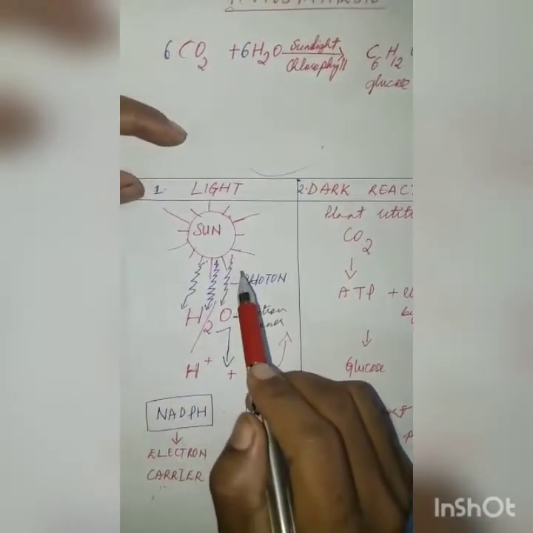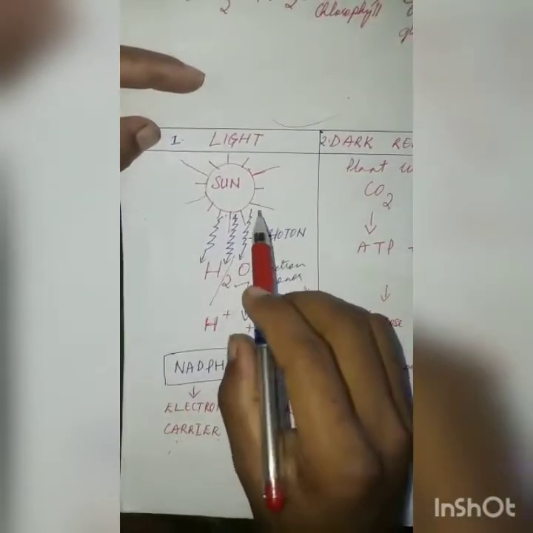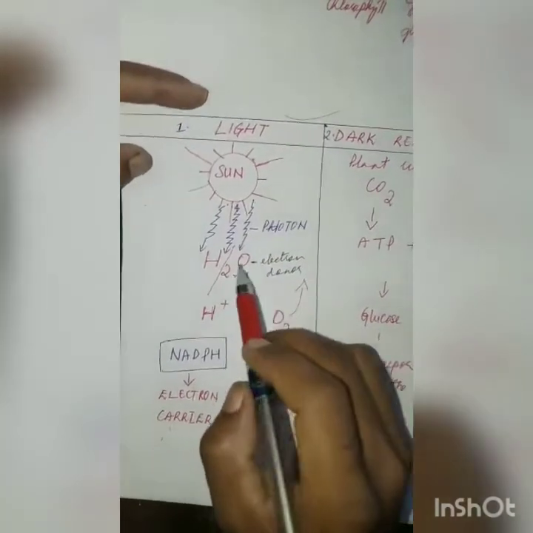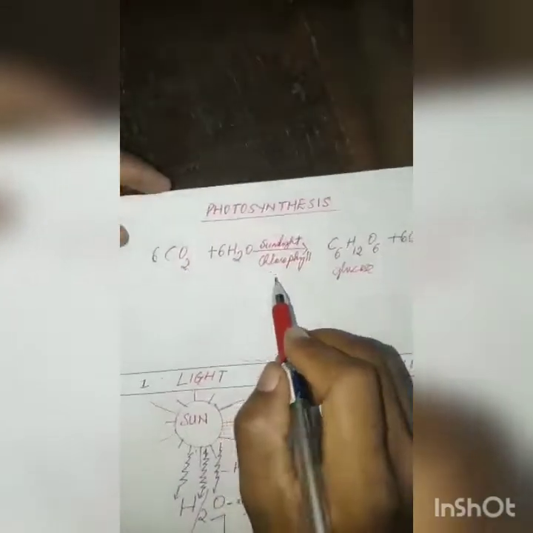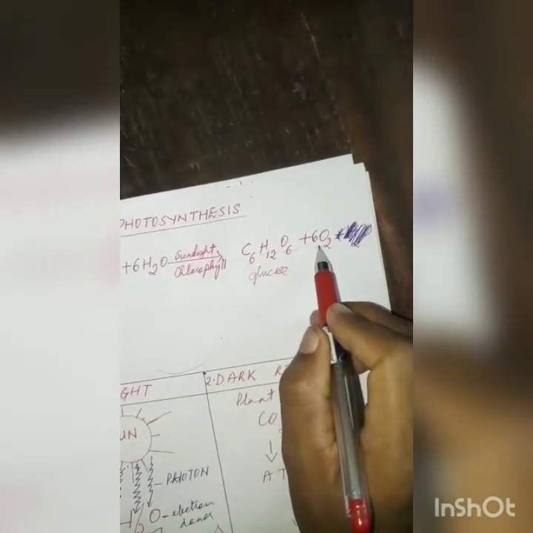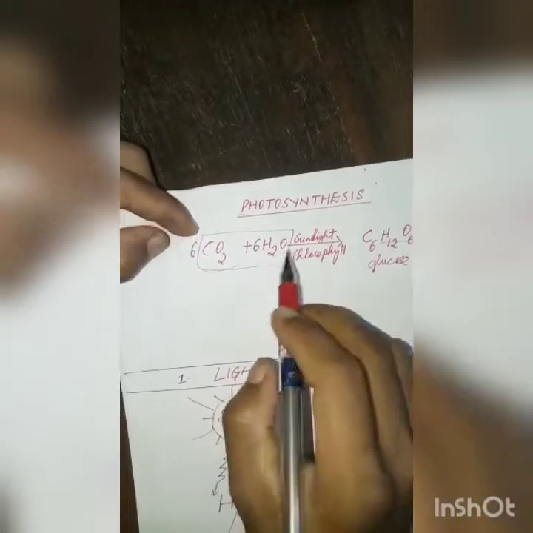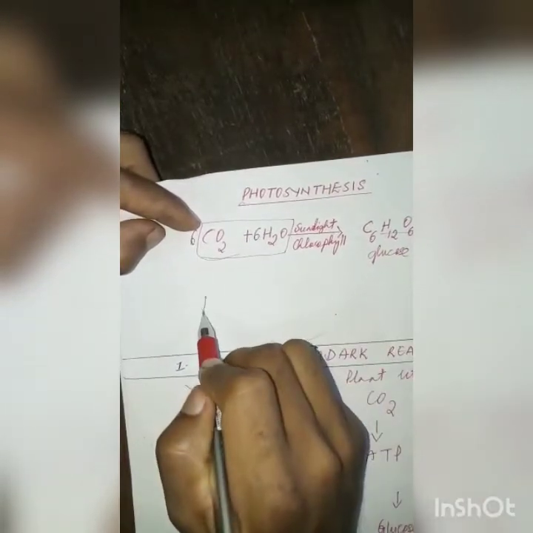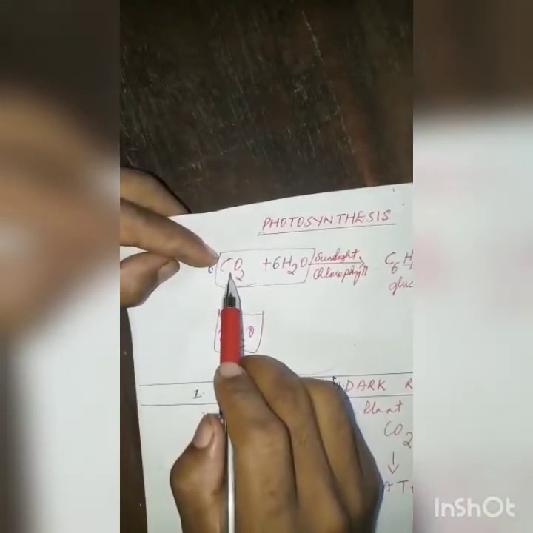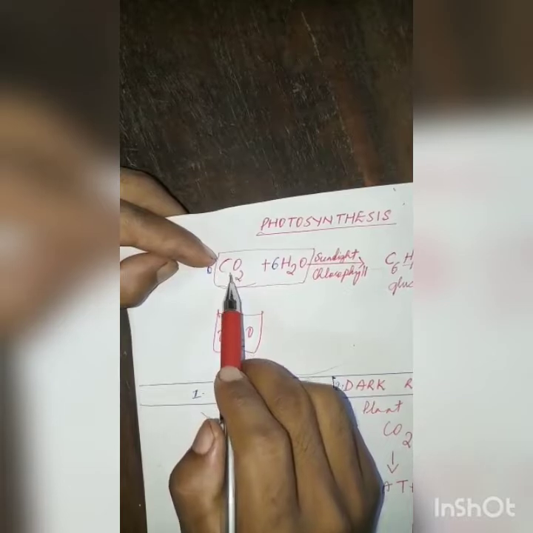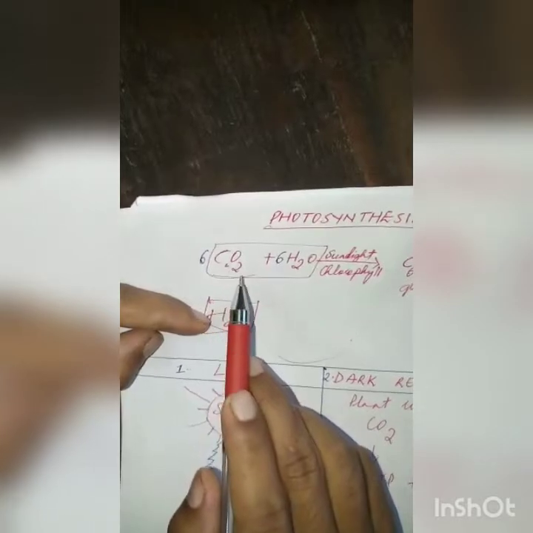Now, as I explained earlier, sunlight has photons, which are positively charged. Let's look at this first. In the light reaction, the plant first uses H2O, that is the water. It does not directly use carbon dioxide, because the carbon dioxide is used in the dark reaction.